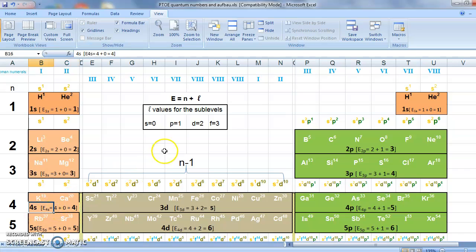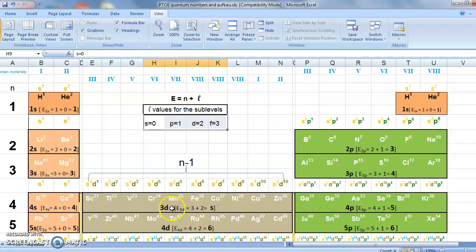What's my energy in the s? S is 0. The second number is a 0. So I add a 4 and 0 and get a 4. So these are the second number values. When you're in the S, your second number is a 0. When you're a P, the second number is a 1. When you're a D, the second number is a 2. And the F, your second number is a 3.